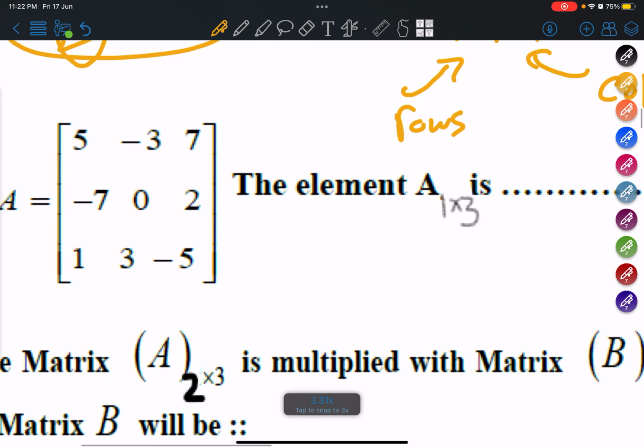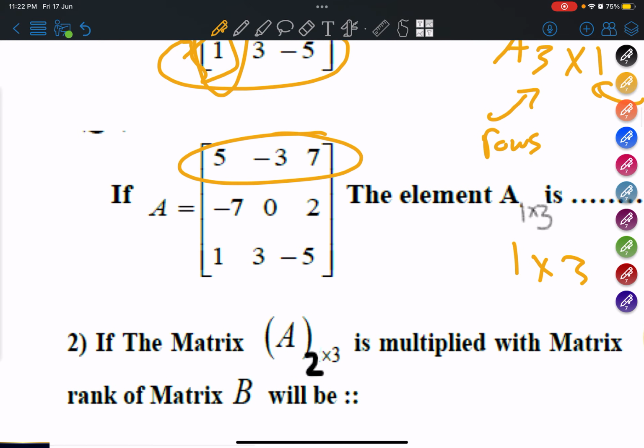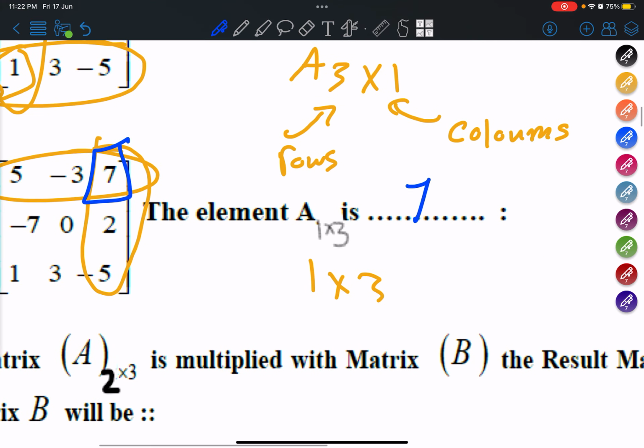We can do the same thing here. So this time it's 1 cross 3. So we go to the first row and to the third column, and we can see that the intersection happens in element or number 7.